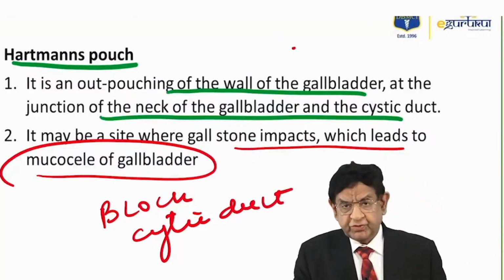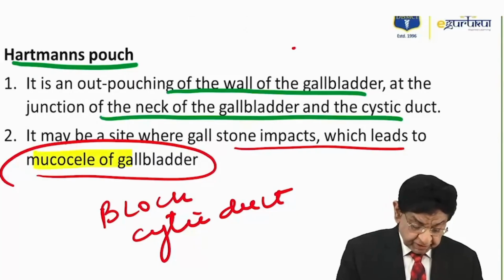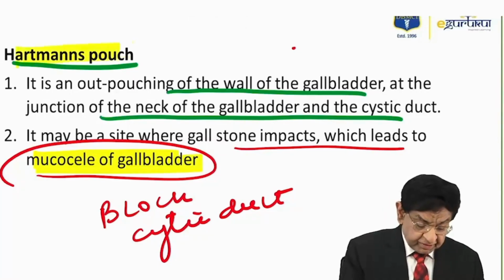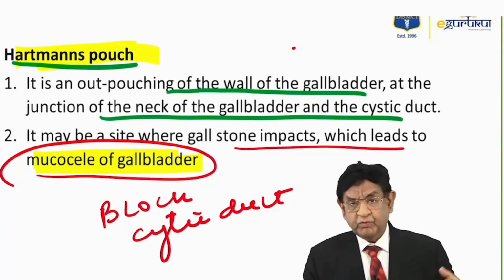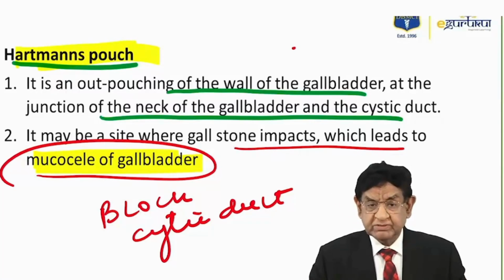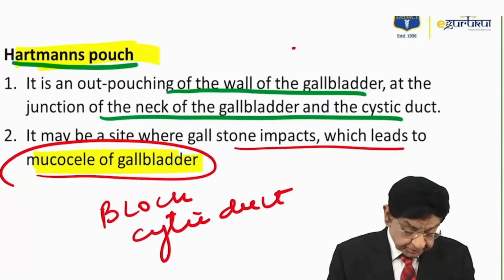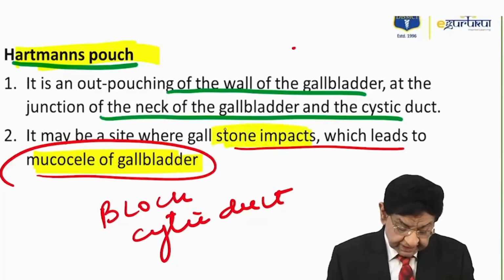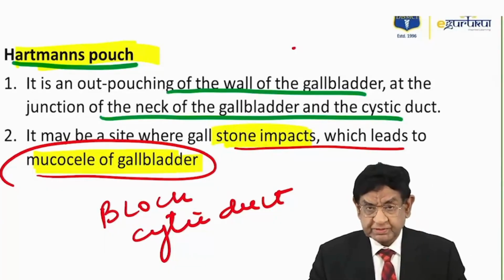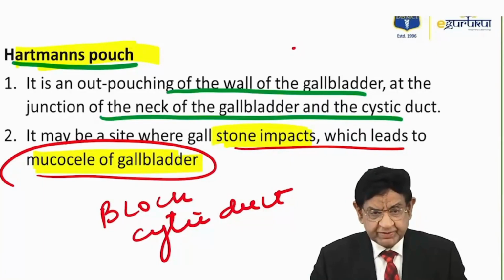And that can lead to formation of the mucocele. About this I'll be talking to you in detail later on. So as of now, there is only one keyword to remember about Hartmann pouch, that is mucocele of the gallbladder, which can occur by the stone which is there in Hartmann pouch. So keyword: Hartmann pouch stone, which can lead to mucocele. What the mucocele is, we'll talk later on. So one keyword: mucocele.